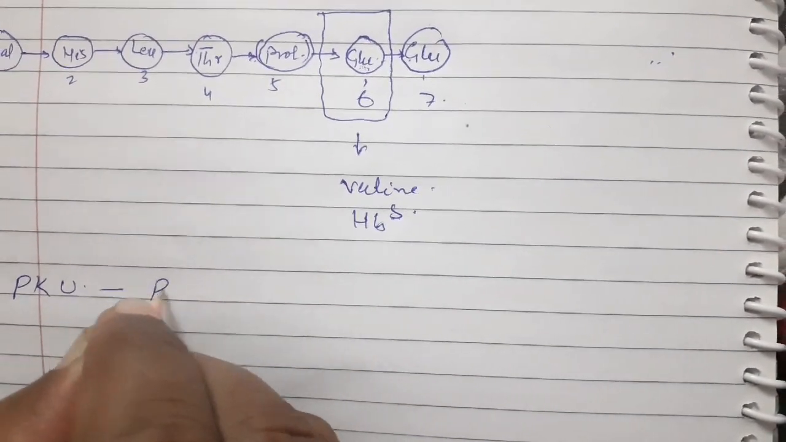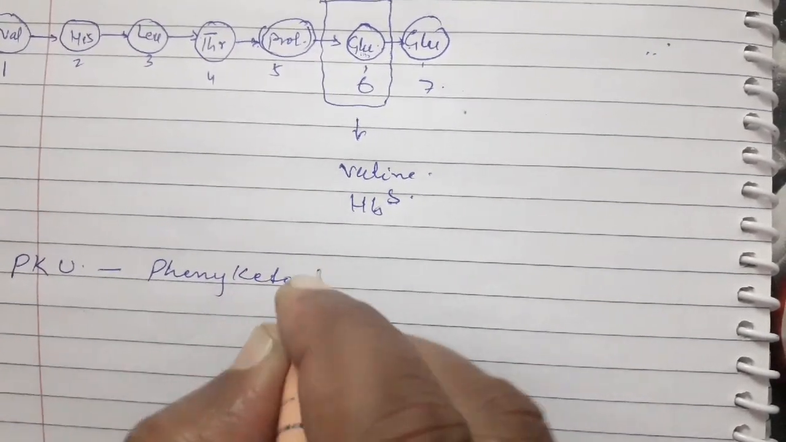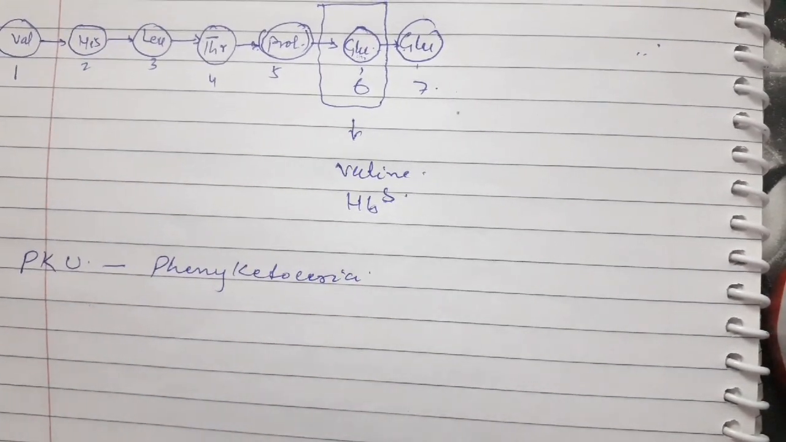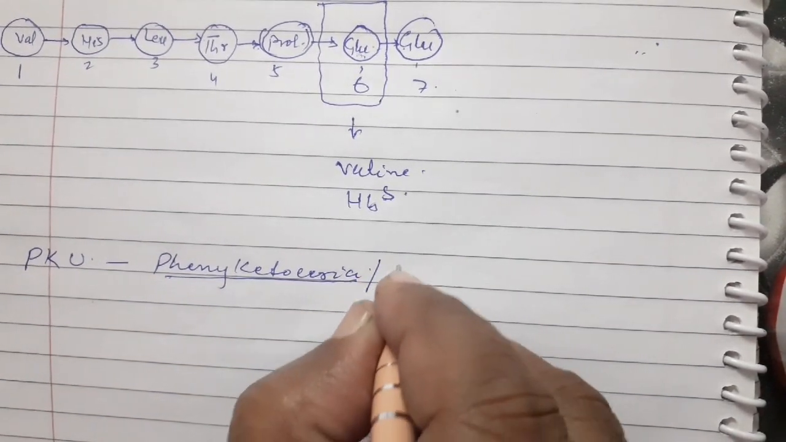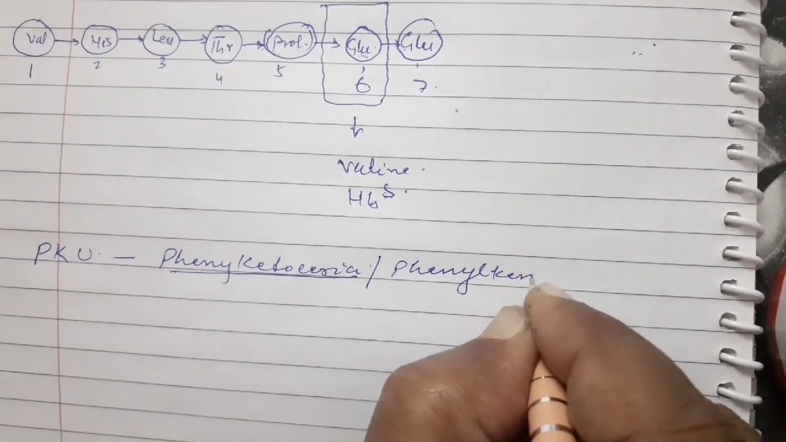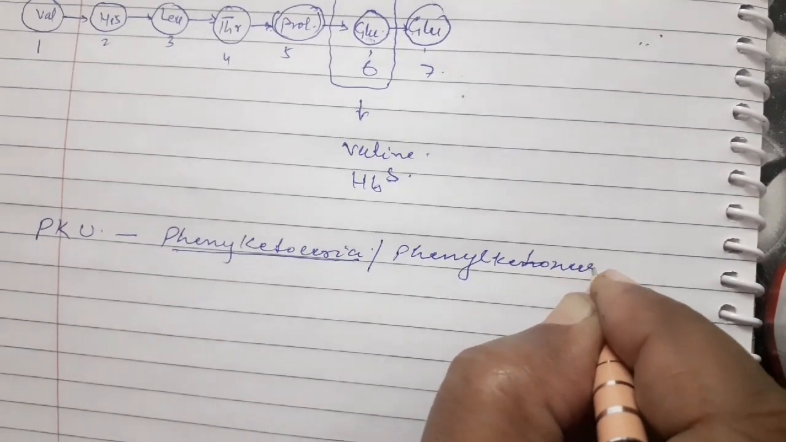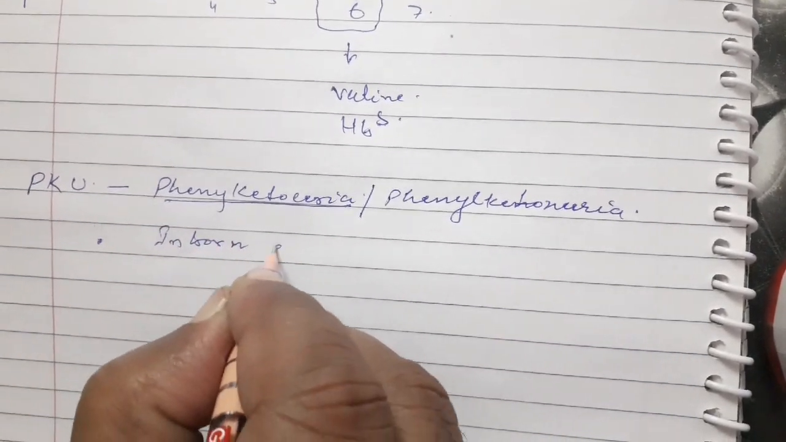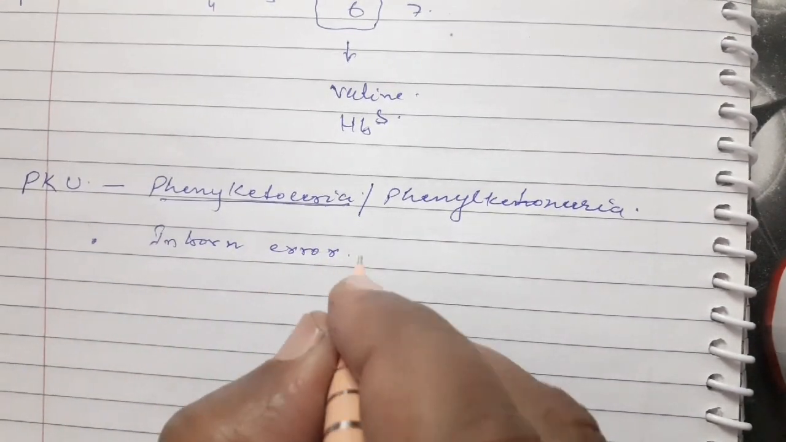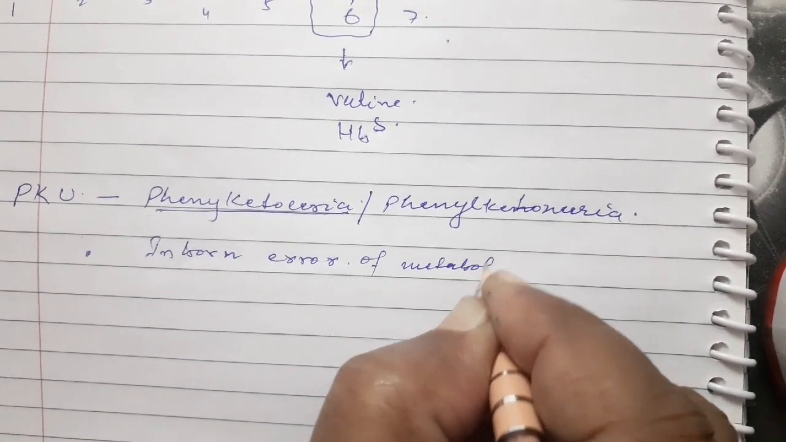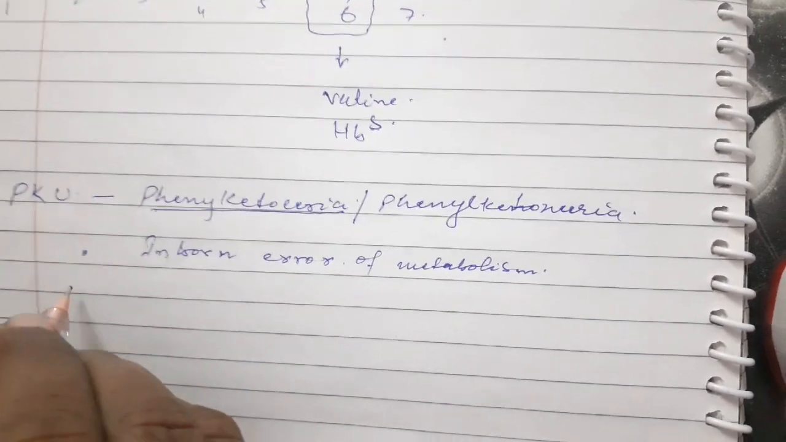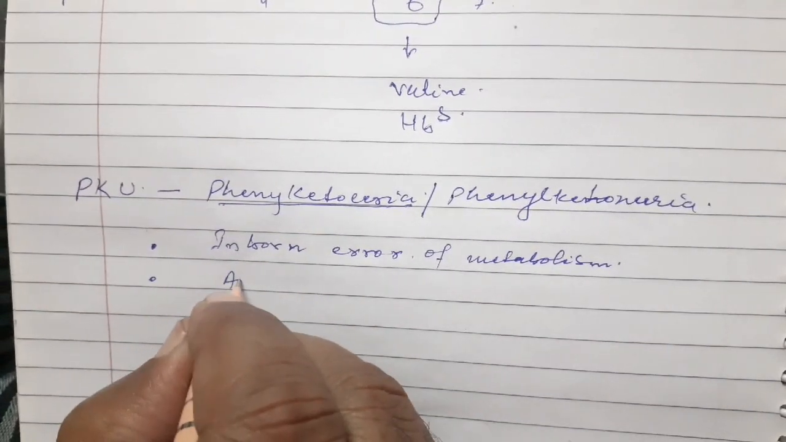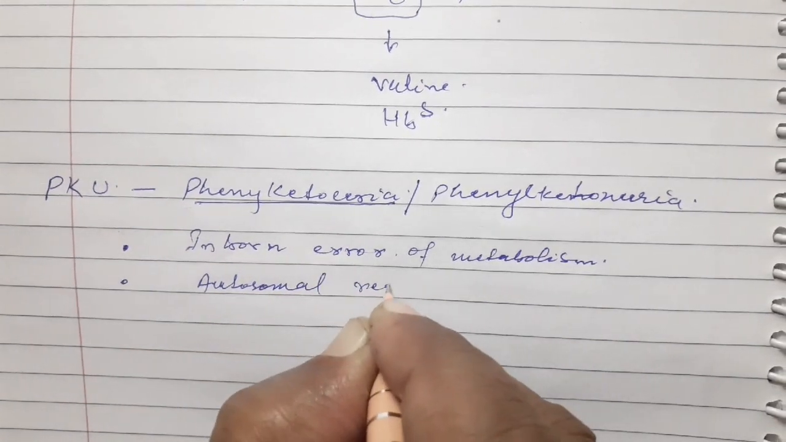Now the next disease is PKU, phenylketonuria. It is an inborn error of metabolism. Inborn error of metabolism means there is some problem or error in the converting process. What is the problem? It is an autosomal recessive disease.